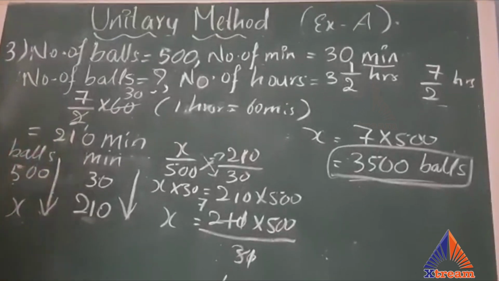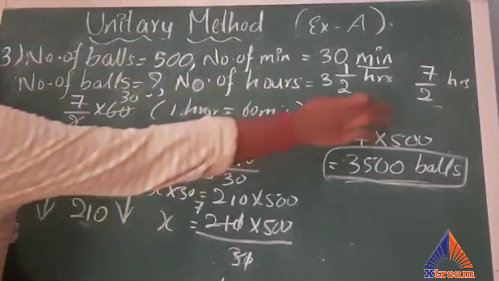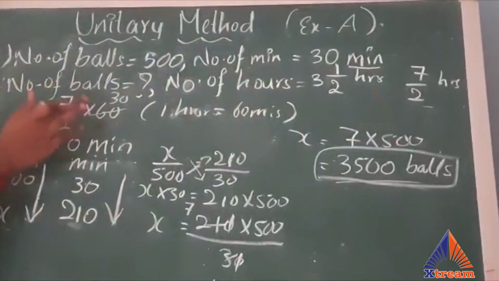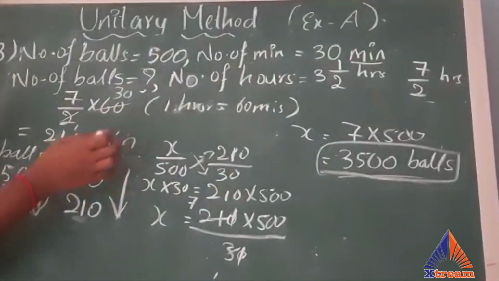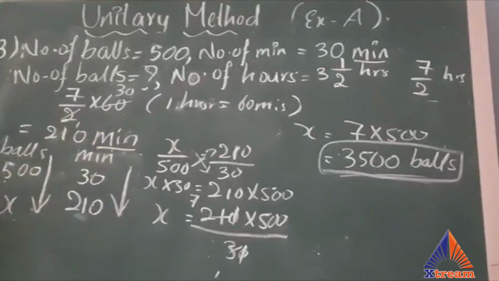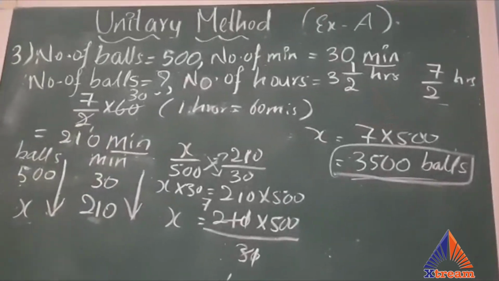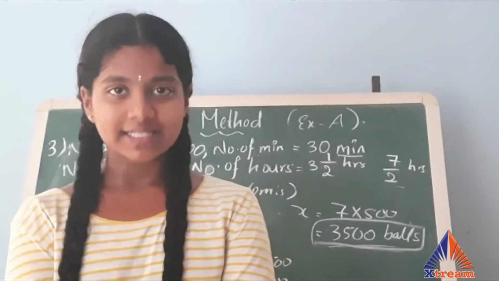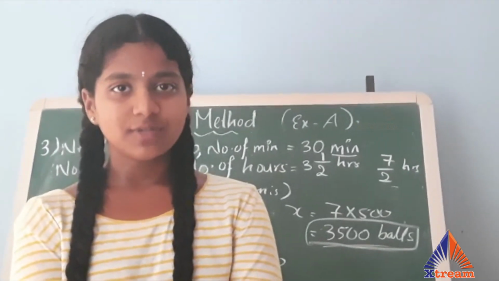So here the step you should not forget is conversion of the mixed fraction into an improper fraction and then multiplying it with 60 so that you will get it in the minutes form. So this is all about how to solve this question. So this is all about today's class. Today we have solved a few questions from exercise A of the unitary method.